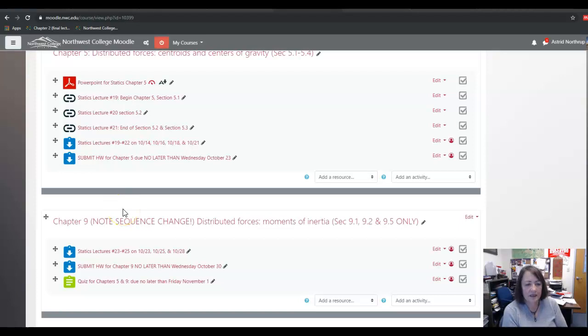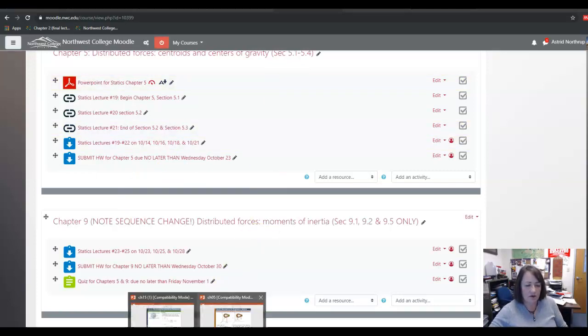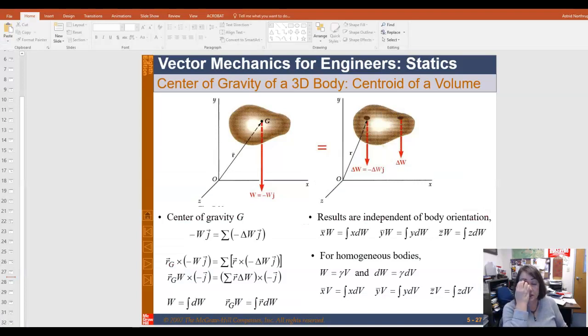Hi everybody. Today we are covering section 5.4 in our statics textbook, and the topic is centroids or centers of gravity of three-dimensional objects. So we've already talked about locating the centroid of a two-dimensional plane object, and now we're moving on to extrapolate this discussion to a three-dimensional body.